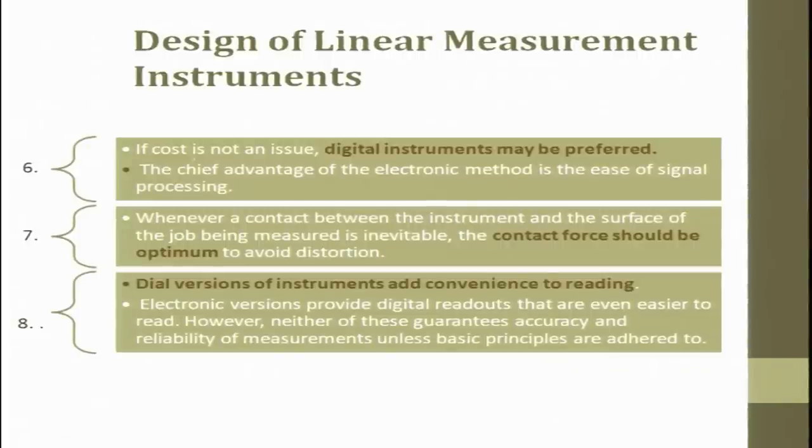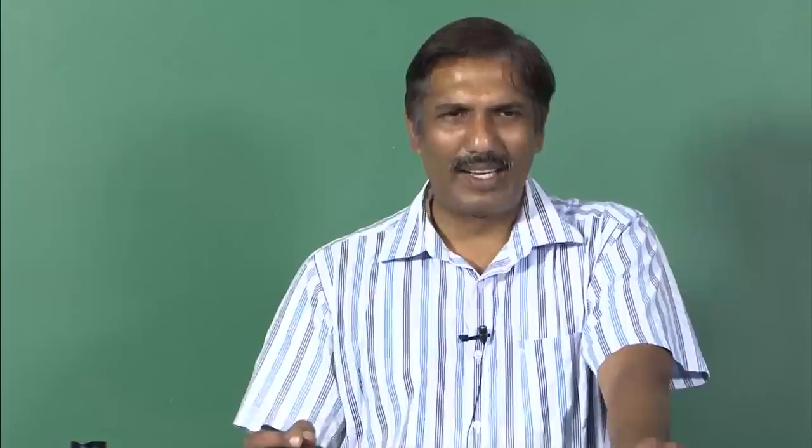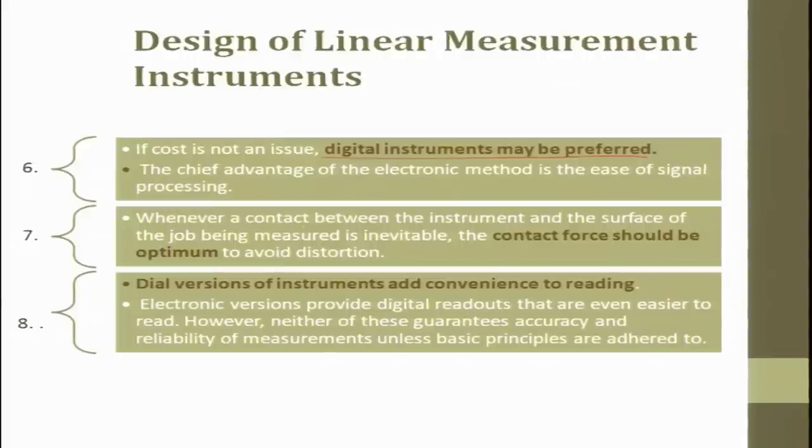The cost is not an issue. Digital display may be preferred, because when you talk about the second decimal and third decimal using mechanical screw gauges, it is always becoming difficult. So, it is better to have a digital display, which displays to the second and then third decimal to get good results. And of course, today the stability of the electronics has improved a lot, and the battery life and the portability of these electronics have also become very good. Whenever a contact between the instrument and the surface of the job being measured is inevitable, the contact force should be optimum to avoid distortion.